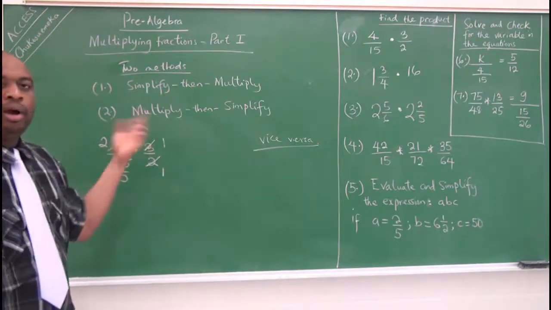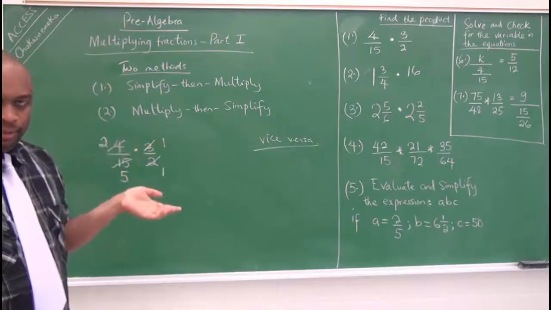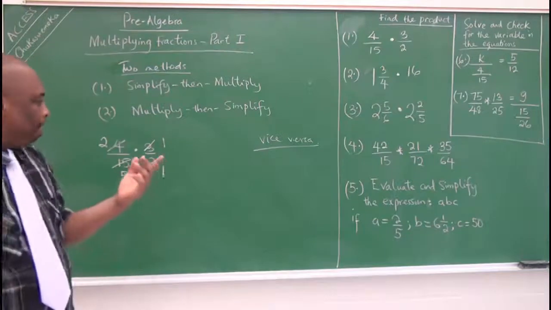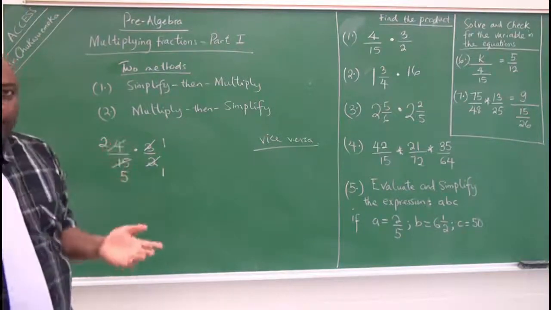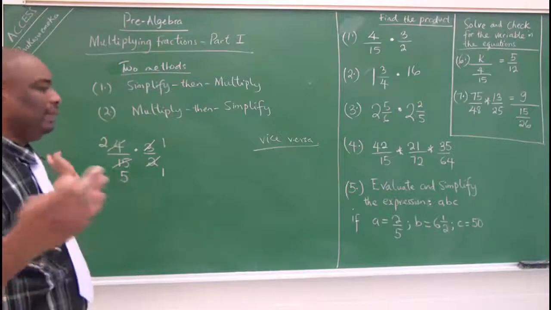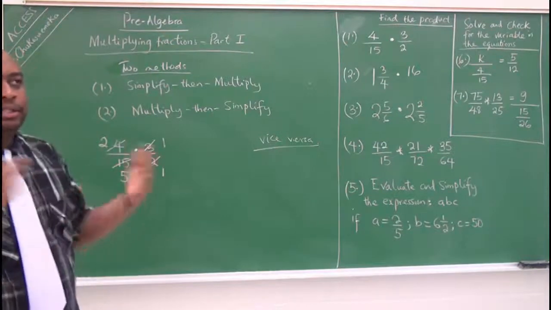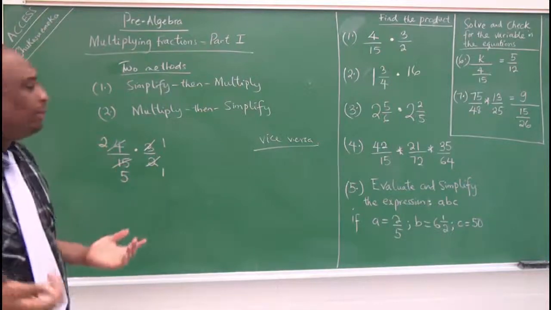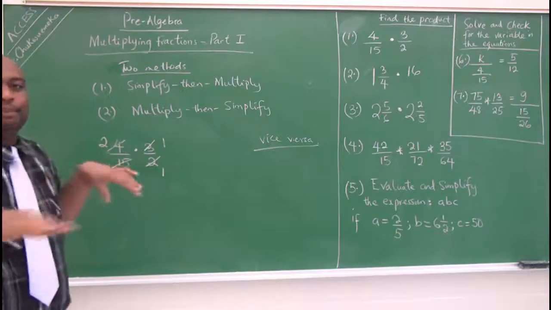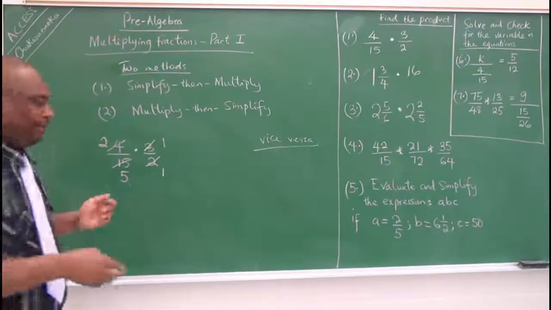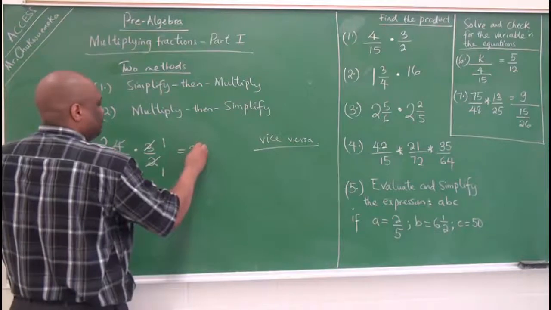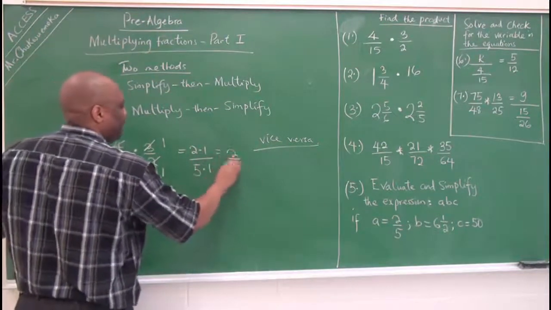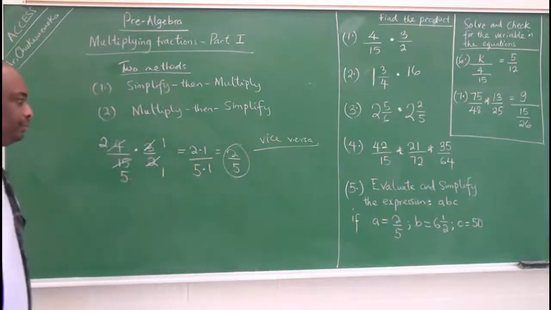So you are left with 2 and 1 as the new numerators, and 5 and 1 as the new denominators. 2 is not a factor of 5, and nothing can divide anything anymore. So you have finished simplifying, and you can now multiply. This will be 2 times 1 over 5 times 1, and that will give you 2 out of 5. And this becomes your answer.